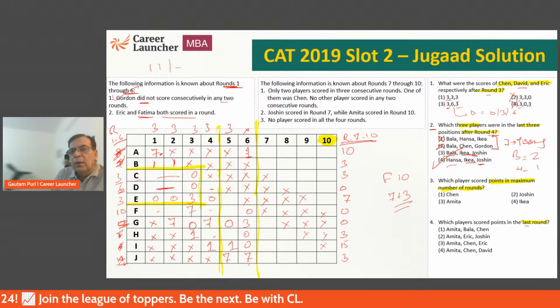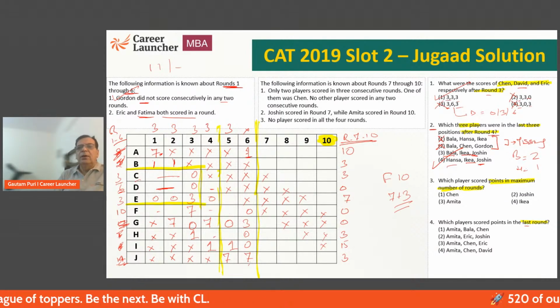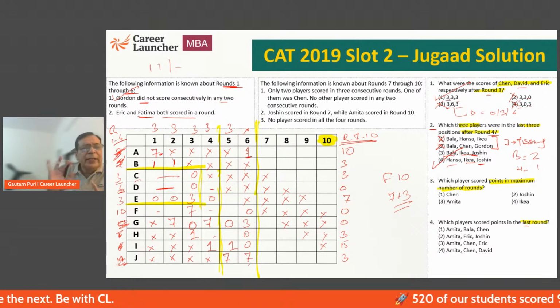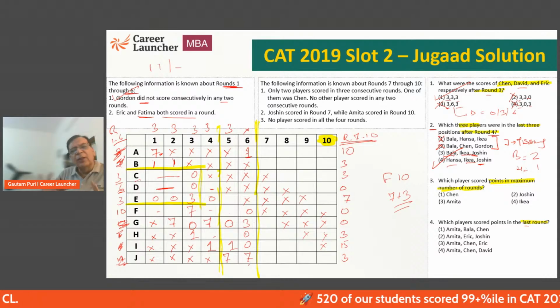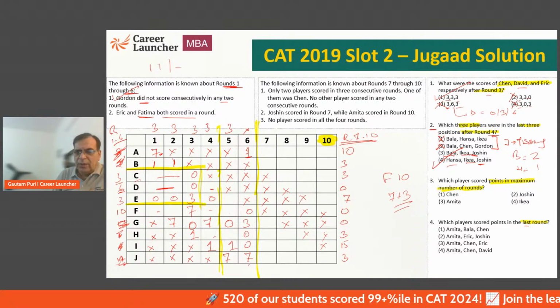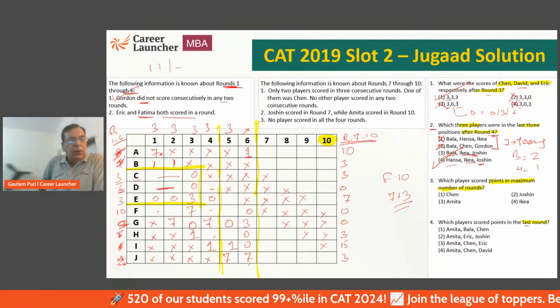So this is wrong, this is wrong. Correct answer 1. I don't need to find who's where. This is good enough for me. I've answered the question. Okay, now I am left with the other question numbers.